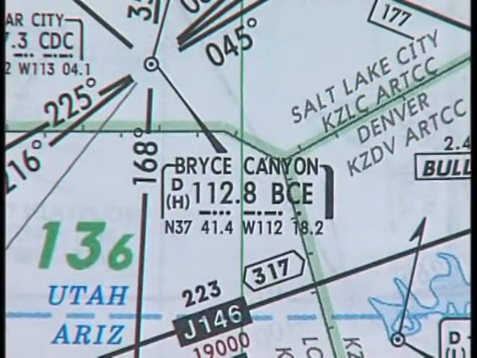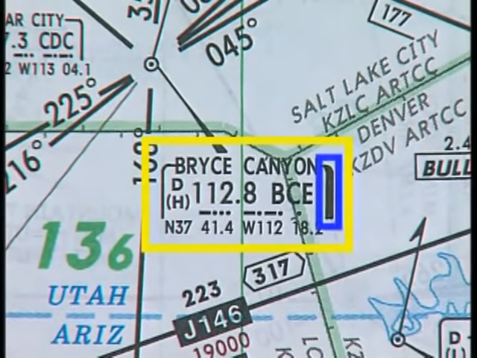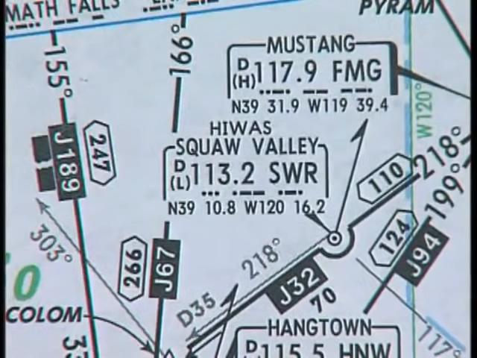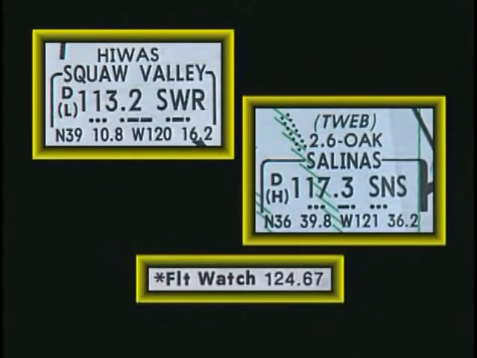As with low-altitude charts, a shadow box is used to identify a nav aid that is part of the en route structure. However, the shadow is only on the right side of the box since the geographic coordinates for the nav aid are listed below the box. Off-airway nav aids are indicated by omitting the shadow from the frequency box. Frequencies for HIWAS and TWEB, along with flight watch information, are included on high-altitude charts where available.